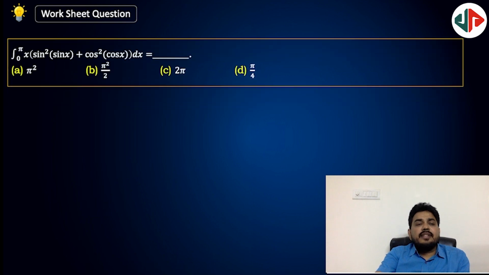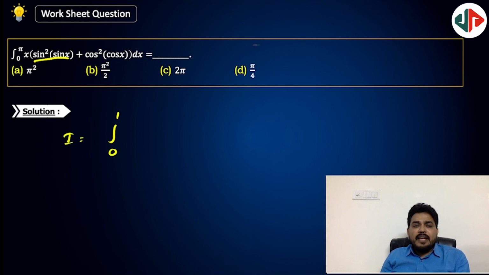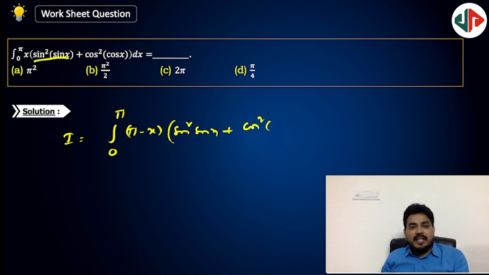There are a few typo errors, even in options also, don't worry. Next question is integral 0 to pi x times of sin square sin x plus cos square cos x. So if I take this as I, I'll write 0 to pi, I will write pi minus x into sine squared sine of pi minus x is sine x only, plus cos square of cos pi minus x, minus cos x, but anyway whole square is there, no issue.